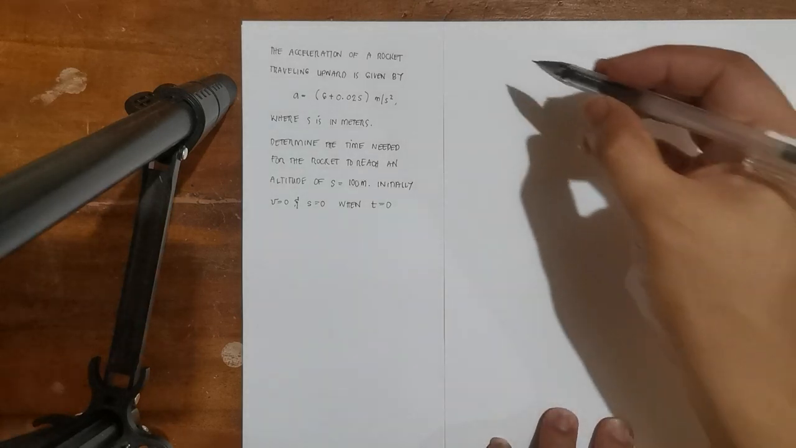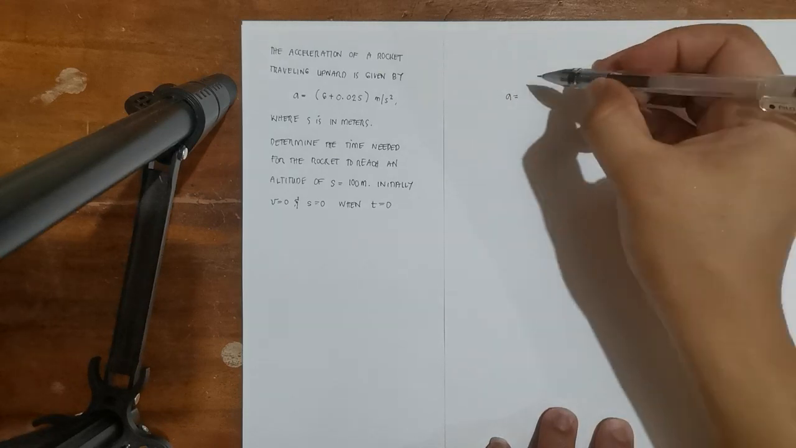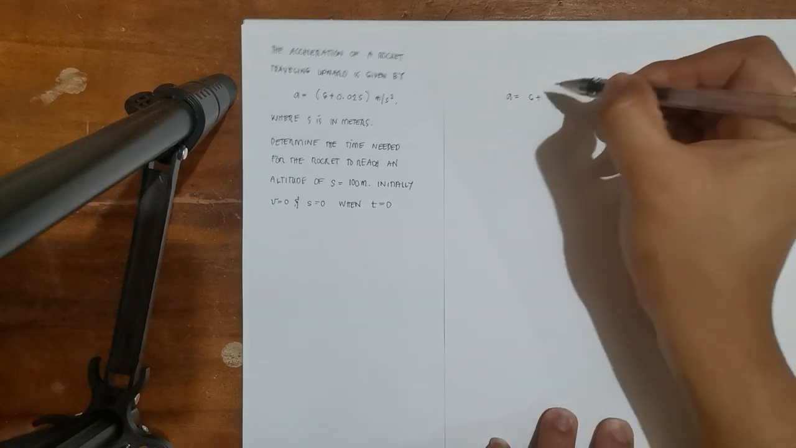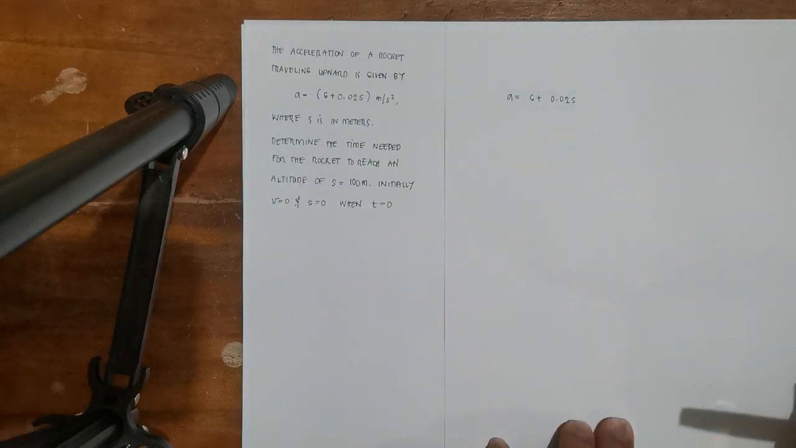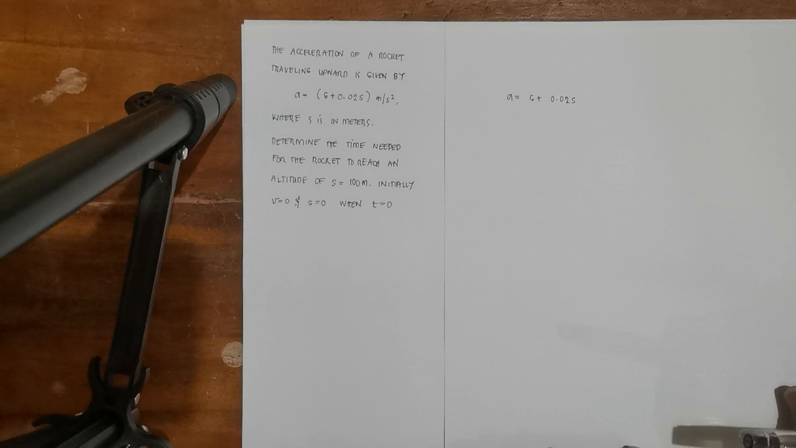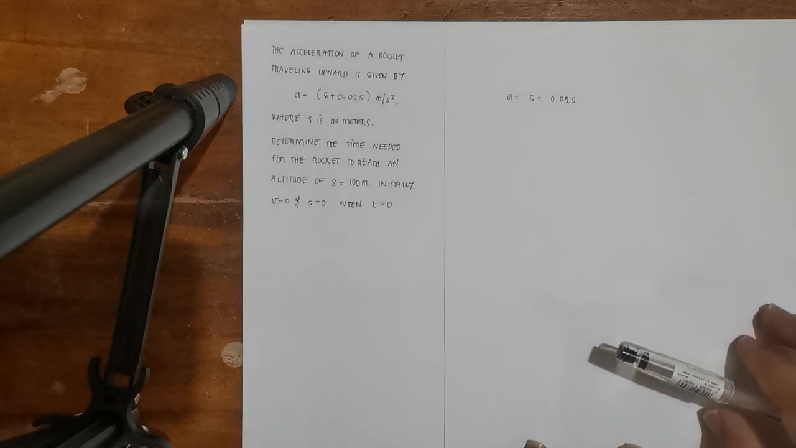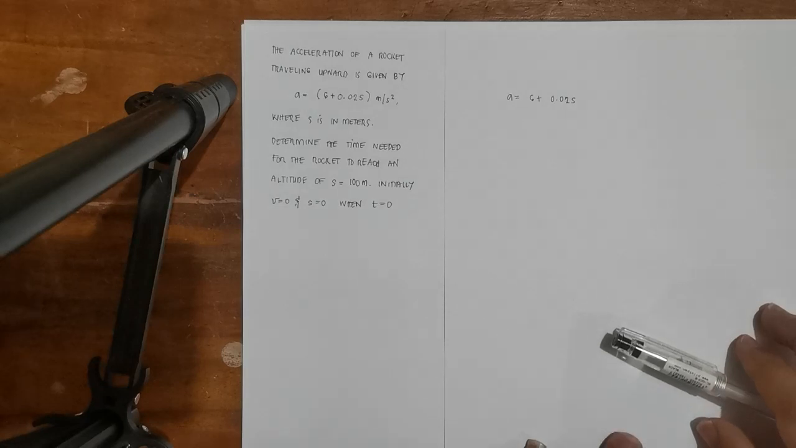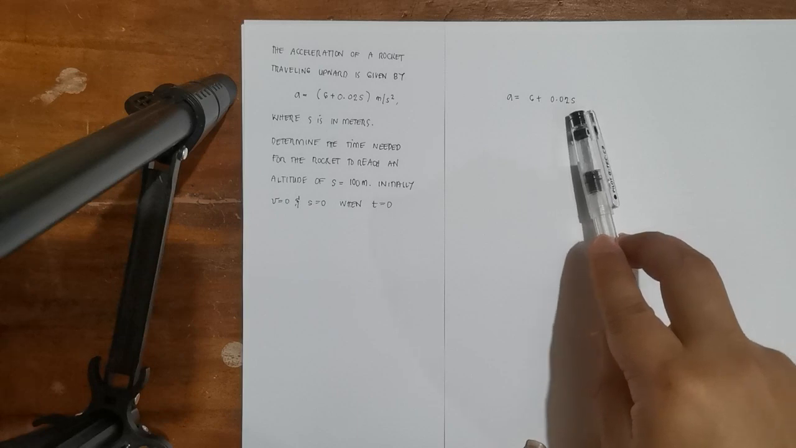Okay, so to solve this, let's consider the given function or equation. A is 6 plus 0.02 s. So when dealing with variable motion, ginagamit lang natin mismo yung ating kinematic differential equations dito. So from the kinematic differential equations, ano doon yung may relationship ng acceleration tsaka position?